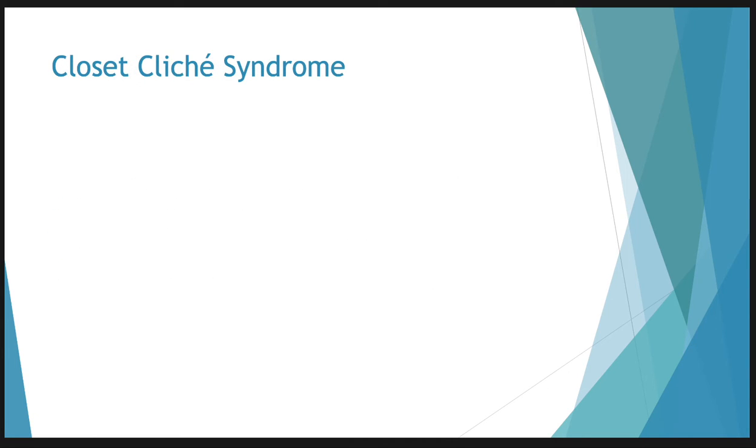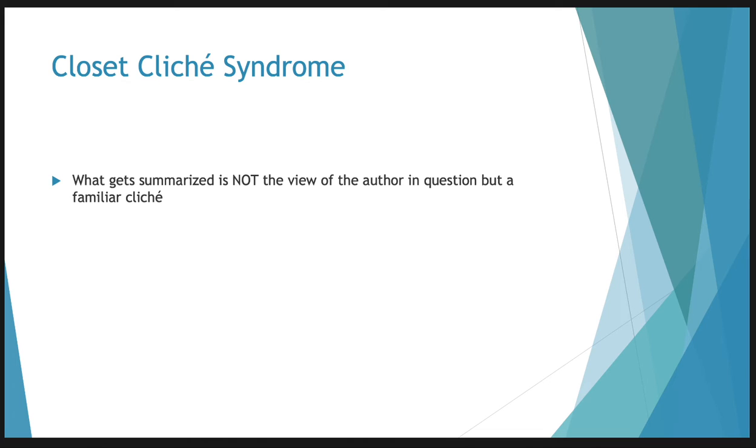You want to make sure that you are avoiding the closest cliche syndrome. So make sure that what's getting summarized is the actual view of the author and not just the closest cliched idea that people have about the topic. Closest cliche syndrome is when the writer mistakes a cliche for the author's view. So you want to make sure that you're avoiding that, that you're really breaking down the article and getting to the nitty-gritty of what the author is actually saying, not the surface of what you think the conversation is about.